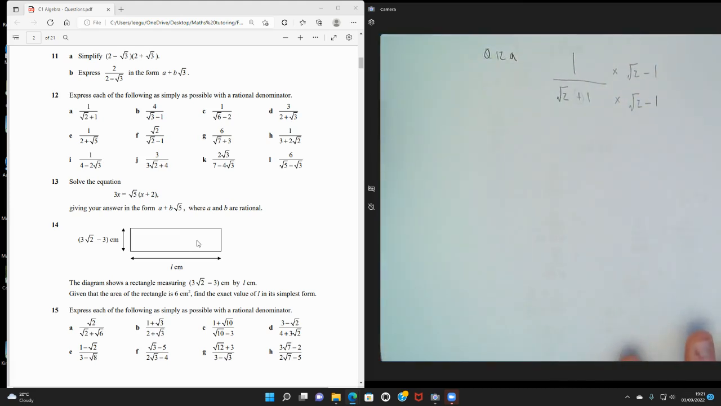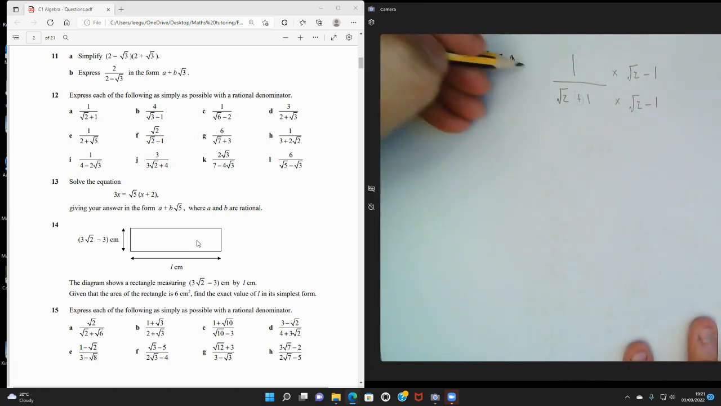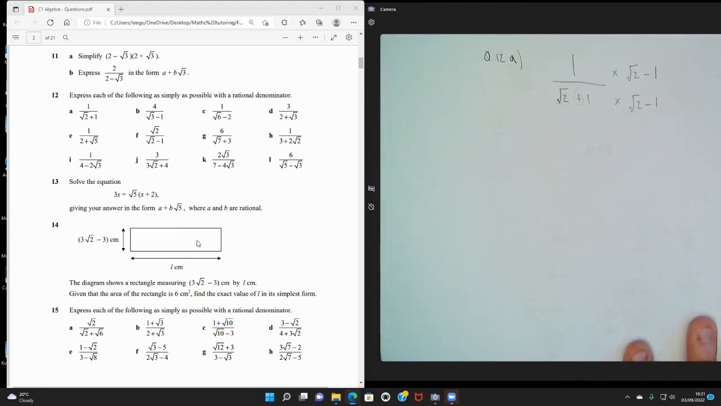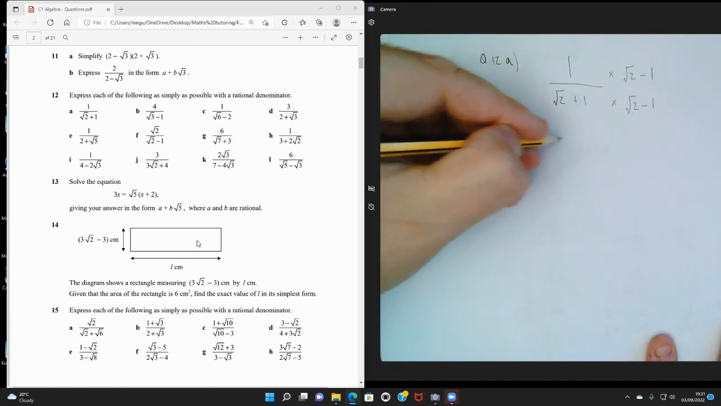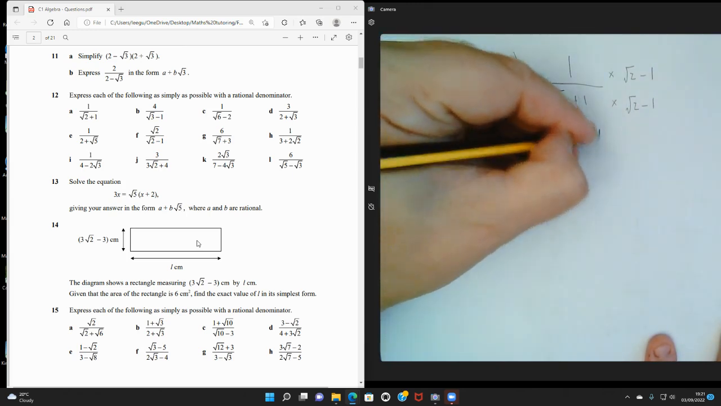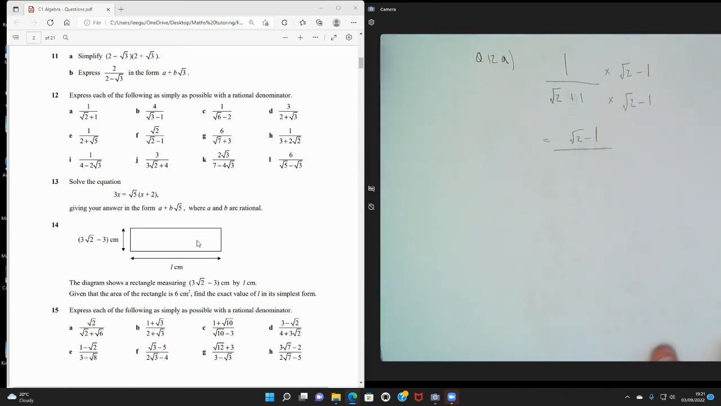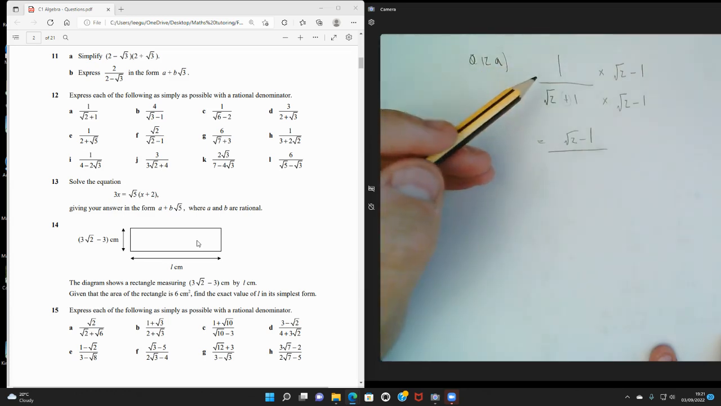Remember, in order to keep the value of the fraction the same, we need to multiply the numerator and the denominator by the same value, which in this case is root 2 minus 1. So in the numerator, we have 1 times root 2 minus 1, which is root 2 minus 1. And in the denominator, we're going to multiply this double bracket.